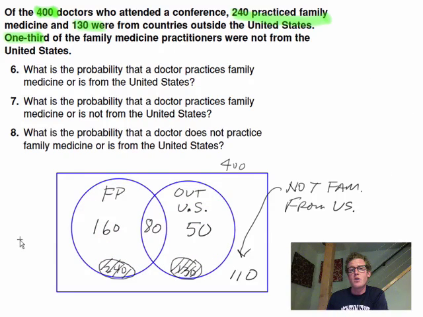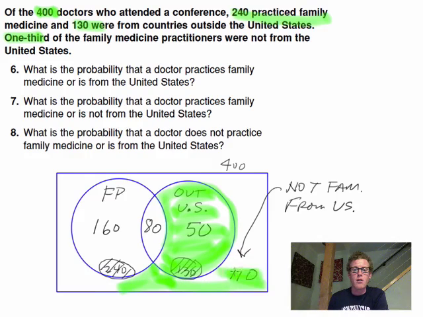This last example, number 8, is, what is the probability that a doctor does not practice family medicine or is from the United States? And remember, we're looking for either of the two. So for starters, let's just do the obvious. A doctor that does not practice family medicine. Well, that's going to be all of these people right here, right? Because we know that they don't practice family medicine. And we also know that this whole area right here does not practice family medicine. Okay, so that's the family medicine part taken care of.